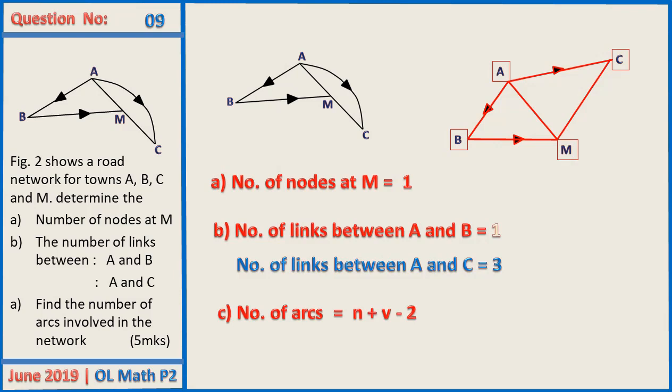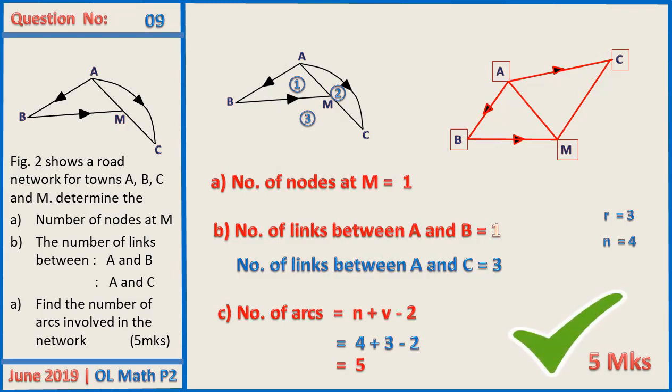Now to calculate the number of arcs, we have to use Euler's formula, which states that the number of arcs is equal to the number of nodes plus the number of regions minus 2. So in this figure we have 3 regions, region 1, region 2, and region 3, and we have 4 nodes or vertices. So this gives us 4 plus 3 minus 2, which gives us 5 arcs.